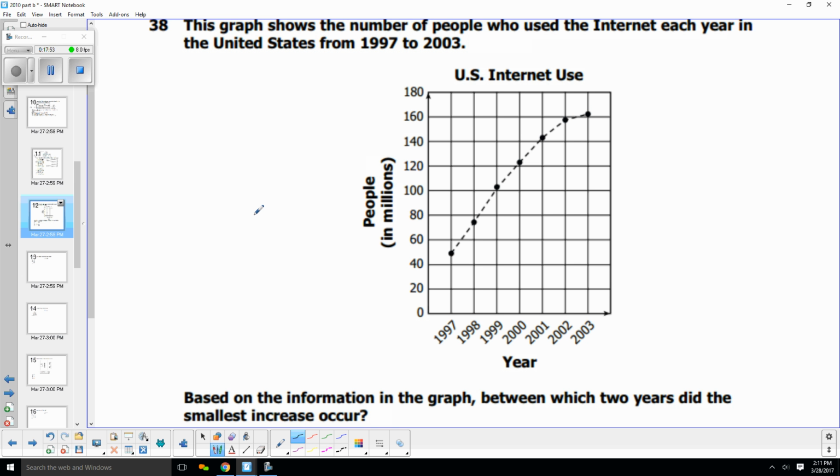Does everybody agree with that? Oh, from the smallest meaning maybe an increase. Okay. Yeah. No, they're saying the smallest increase. So the change between the 2 years, okay, which one had the smallest increase? Does that make sense now? Okay.